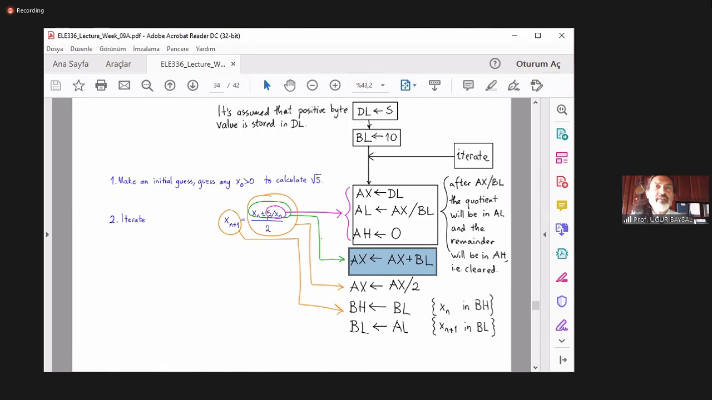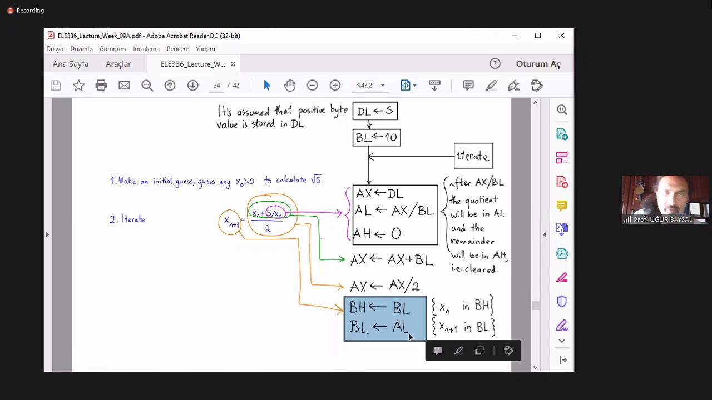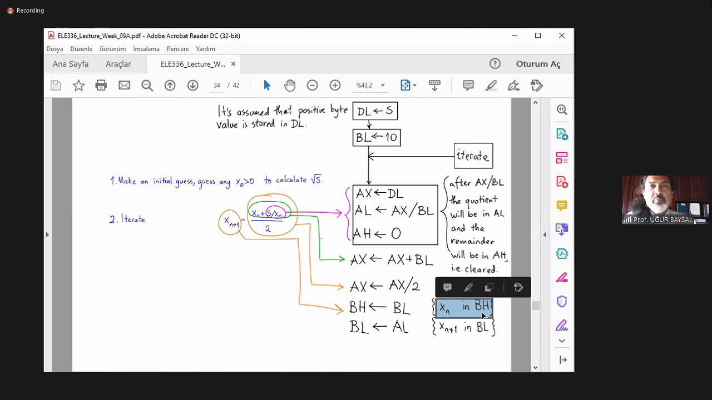You obtain the numerator part of the expression. Then you divide it by 2 to obtain the next iteration, and then you change the values in the registers accordingly. So the registers, especially BL, carry the most recent iteration. So XN resides in BH, and XN plus 1 resides in BL, in short.